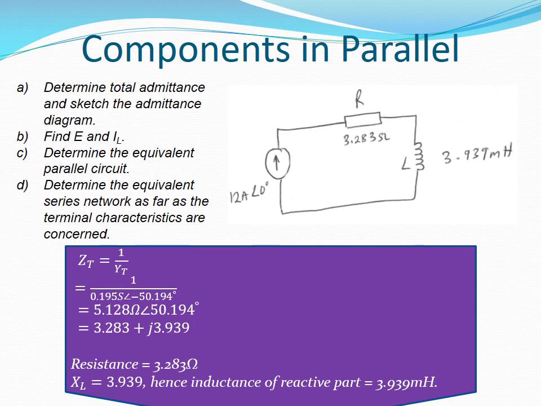The resistance is the real part and is equal to 3.283 ohms. The inductive reactance is the imaginary part and is equal to 3.939 ohms. From the reactance and the frequency, we can work out the inductance and we obtain the value 3.939 millihenries.